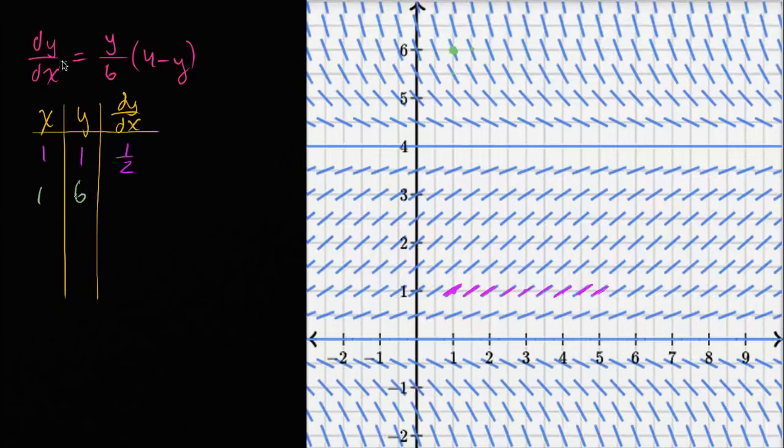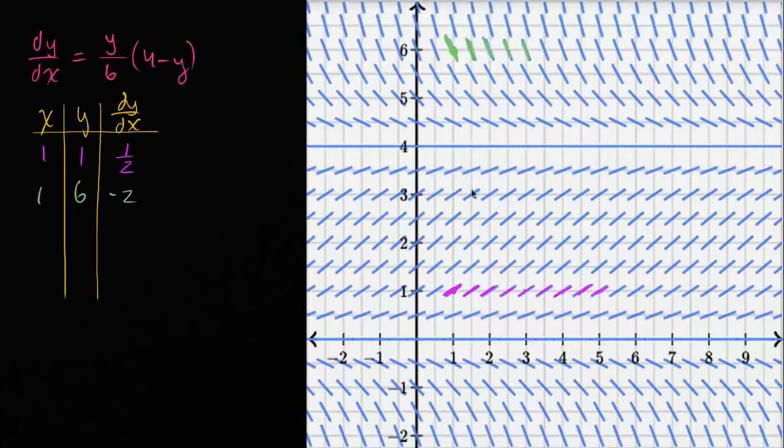And we see the way the differential equation is defined, it doesn't matter what our x is. It's really dependent on the y that's going to drive the slope. But we have 6 over 6, which is 1, times 4 minus 6, which is negative 2. So it's negative 2. So we should have a slope of negative 2. And it looks like that's what they depicted. So as long as y is 6, we should have a slope of negative 2. And you see that in the slope field.